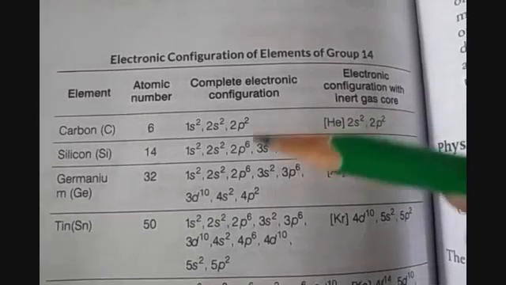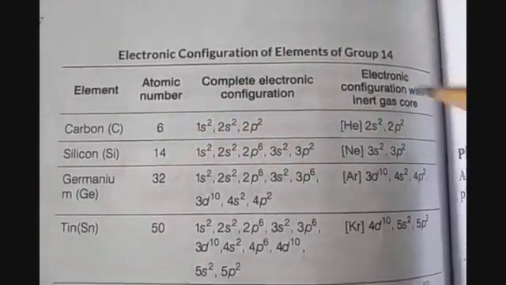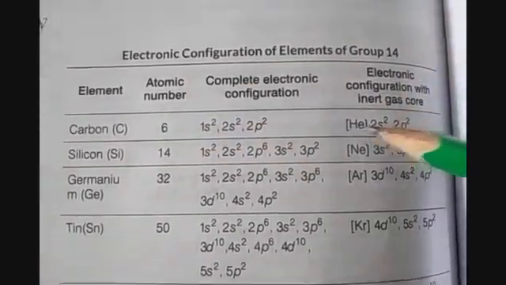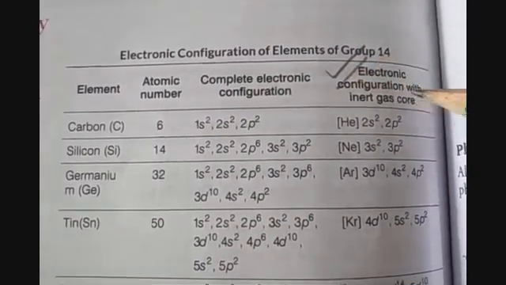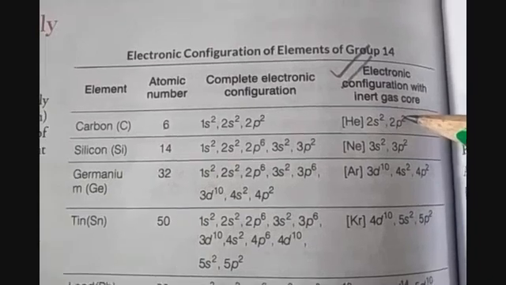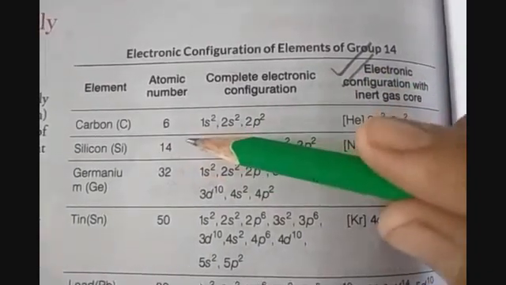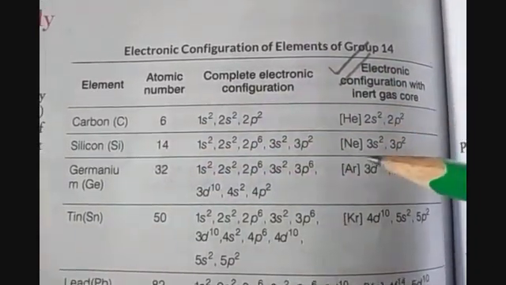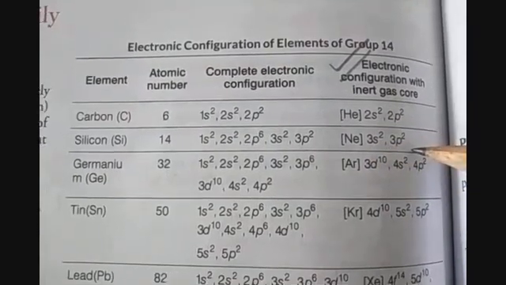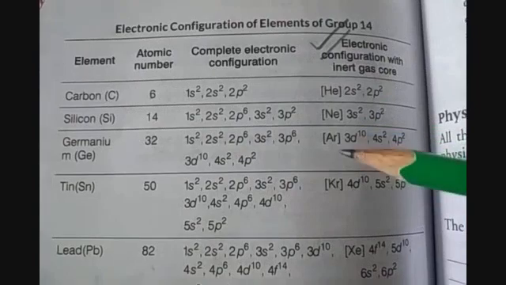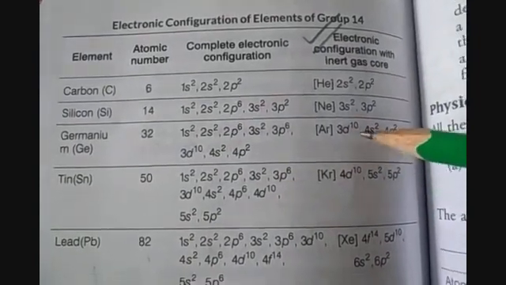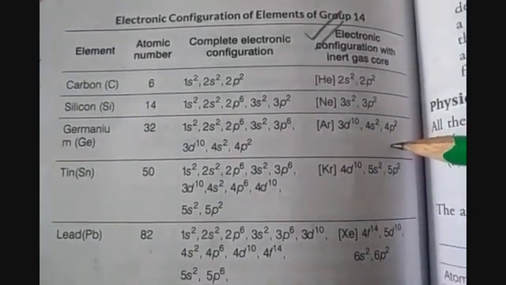Carbon, atomic number 6. So the electronic configuration with the noble gas helium is 2s2 2p2. You focus on the electronic configuration with the inert gas core. Then silicon, atomic number 14. So the electronic configuration is neon 3s2 3p2. Then germanium, atomic number 32. Its electronic configuration is argon 3d10 4s2 4p2.